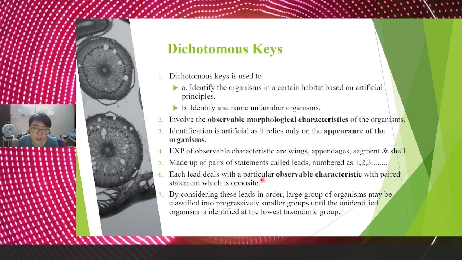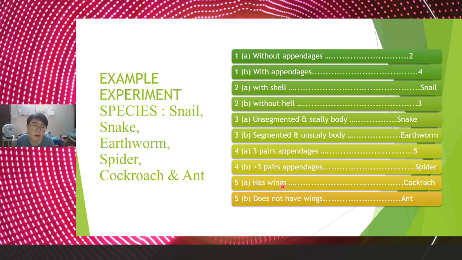Maybe you don't understand this yet, you just see, but I will explain using the example. In one habitat, the species you have are snail, snake, earthworm, spider, cockroach, and ant. But consider that you don't know the species. You don't see the species names at all.